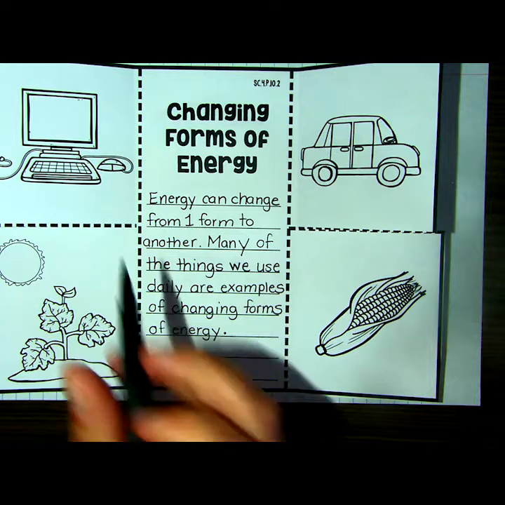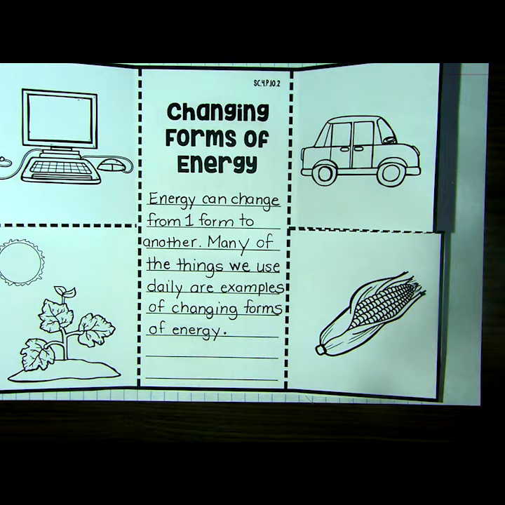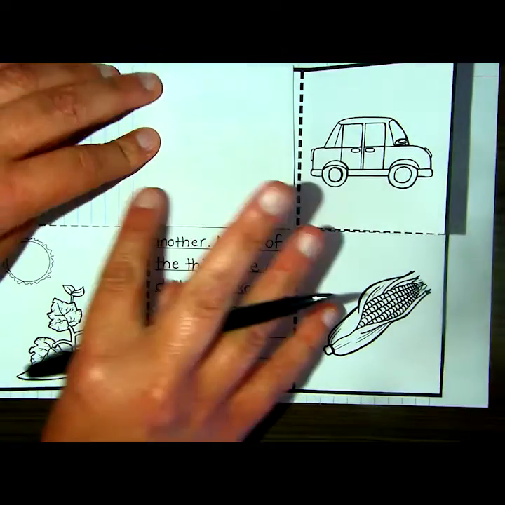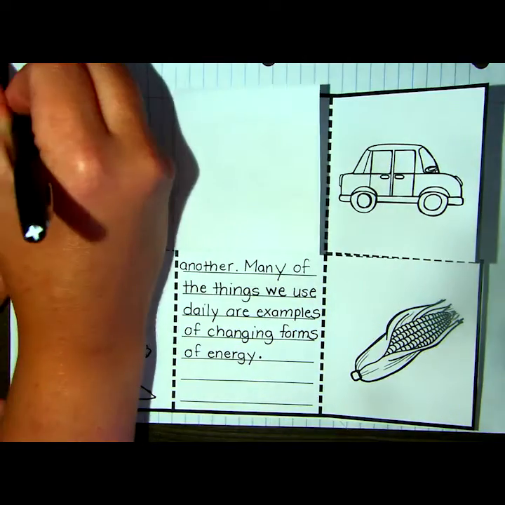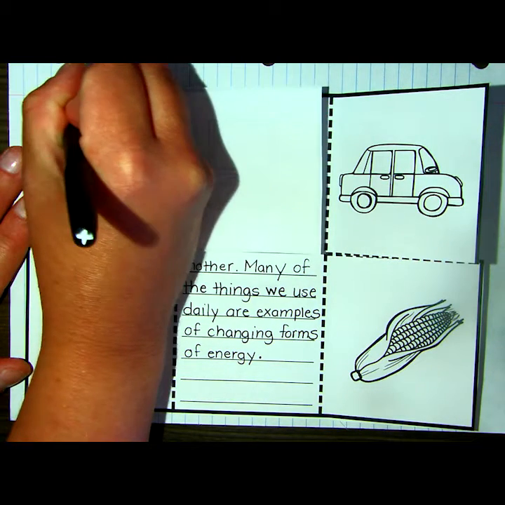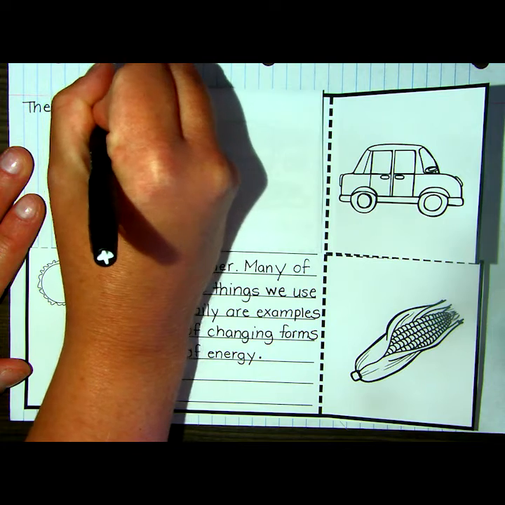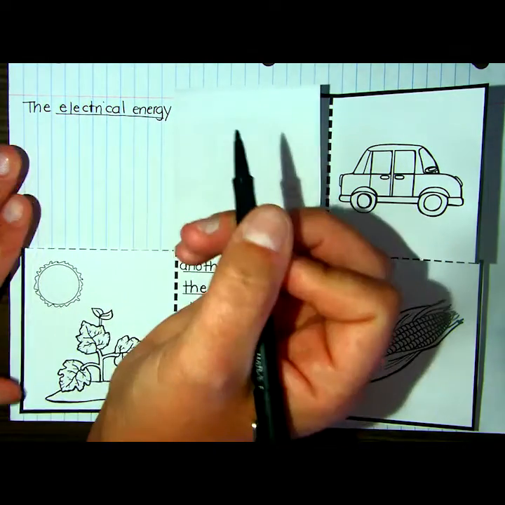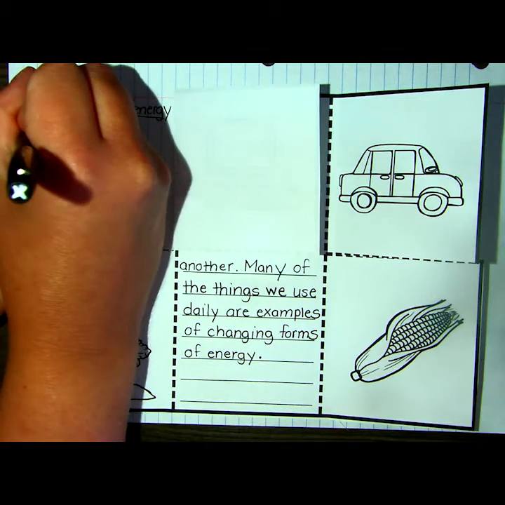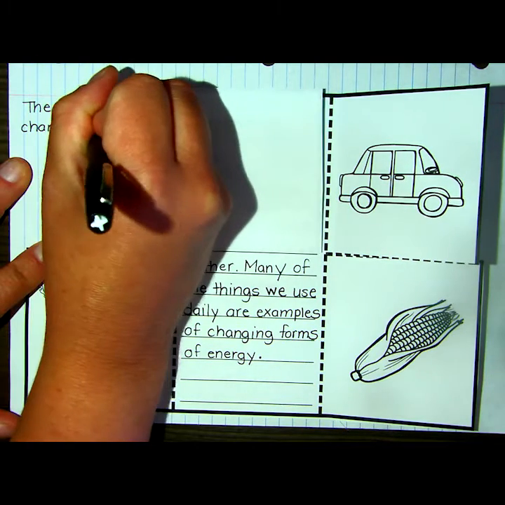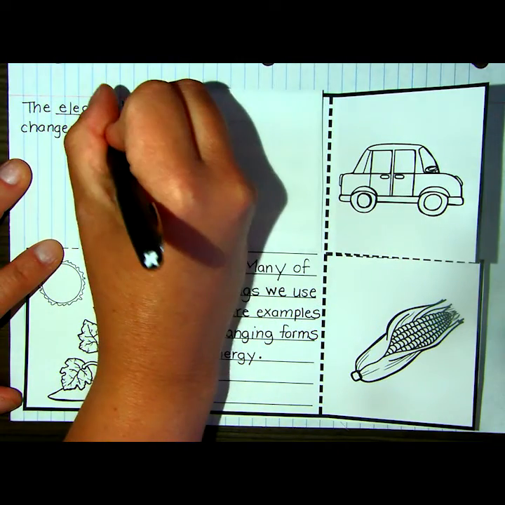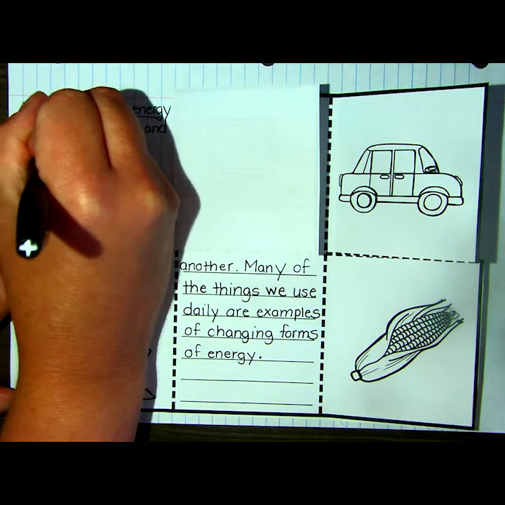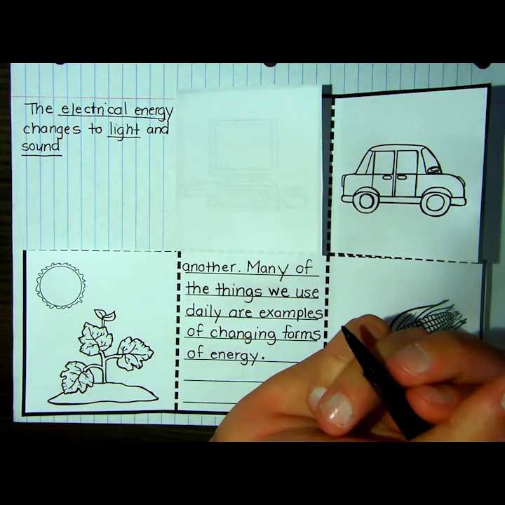And now we're going to take a look at some of those examples of things that we use every day. So right now, since you are doing e-learning, let's start right up here with the computer. So we know that a computer requires electrical energy. So we're going to start off with the electrical energy. That's the type of energy that we start with. The electrical energy changes to light and sound, and it even changes to heat energy.